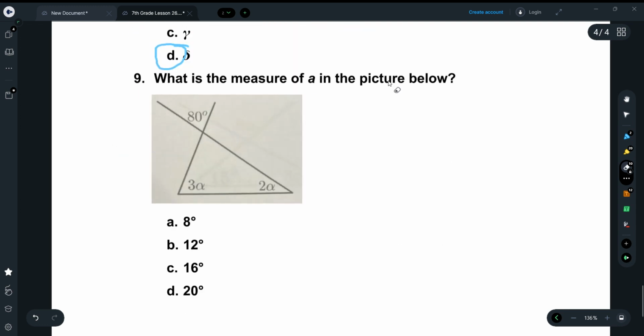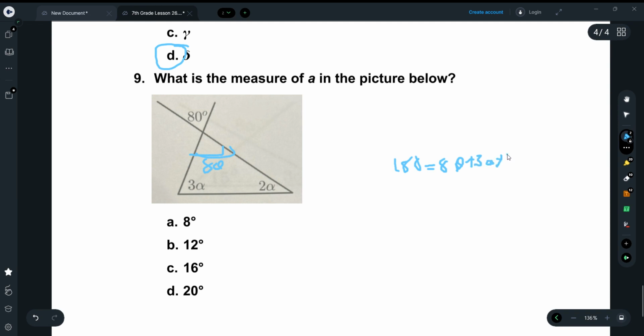Last question. What is the measure of angle A in this picture below? We've got another one of these. This angle right here is equal to 80 because of vertical angles. At this point, these questions should be very easy. If they're not, then you can always practice more.